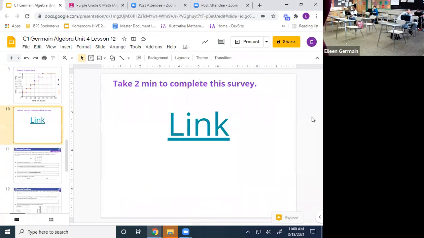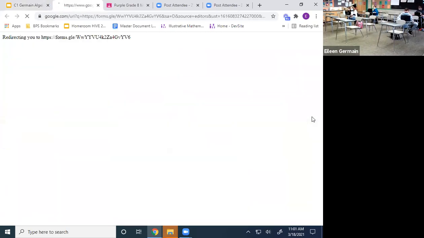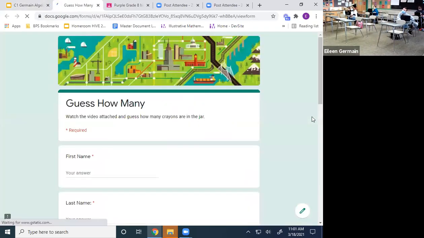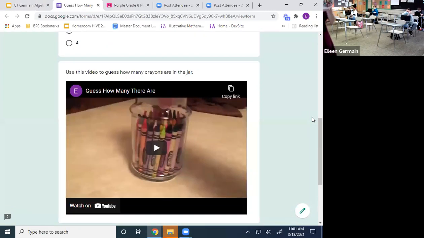What I want everyone to close with for today is, there's a link on slide number 10 where you're going to be watching a video and guessing how many crayons are in the jar on that Google form. Because this is going to be our lesson for tomorrow, we're going to be using this data to talk about guesses of how many crayons are in this jar. I put a video in here for the friends at home that can't see it. If you want to watch it and take a guess.